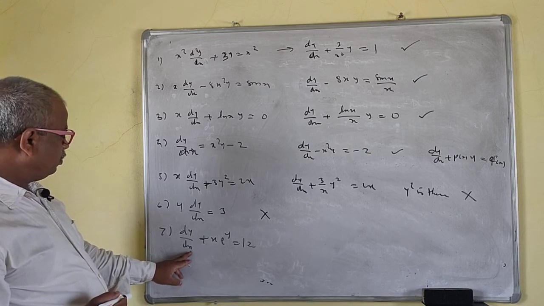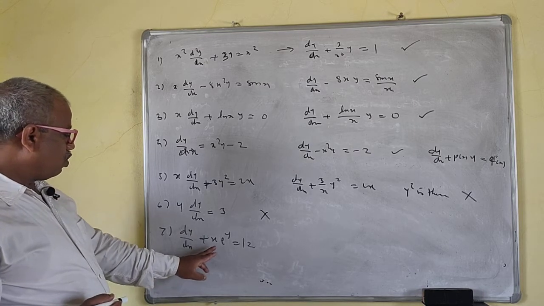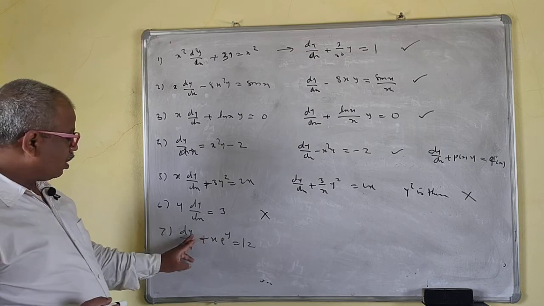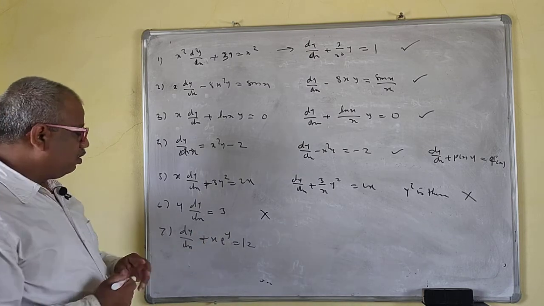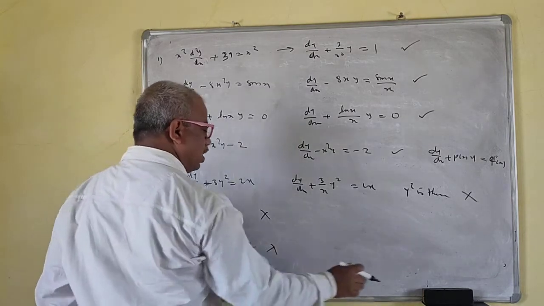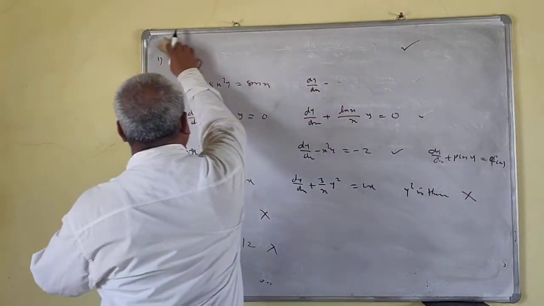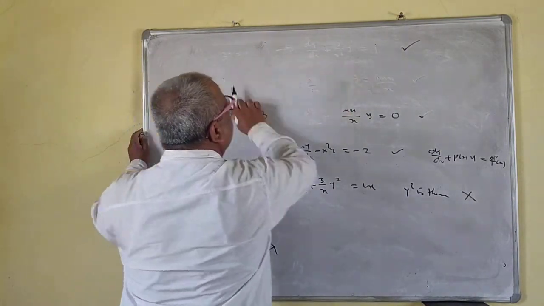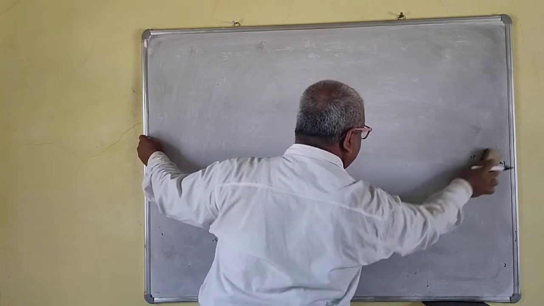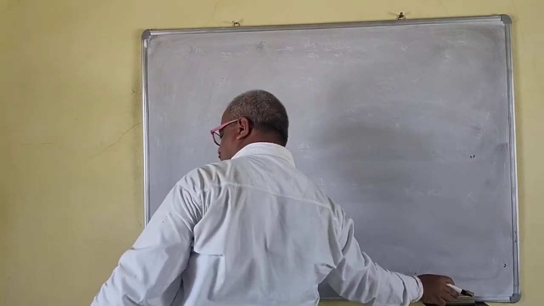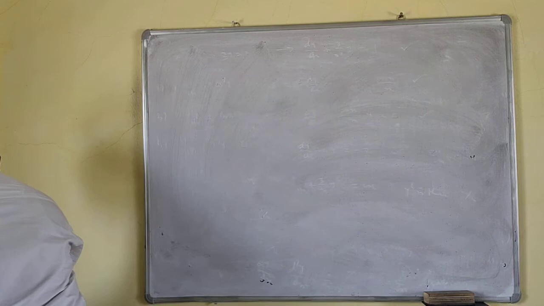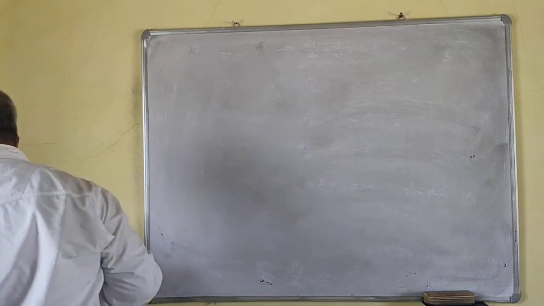Here e raised to y is there. Your dependent variable is what? e raised to y is there. So this is not a linear differential equation. Okay. We'll see one more example on it now. We'll check whether this is a linear differential equation or not.